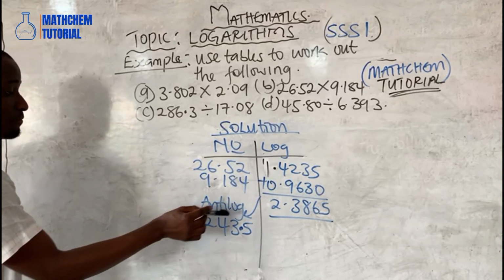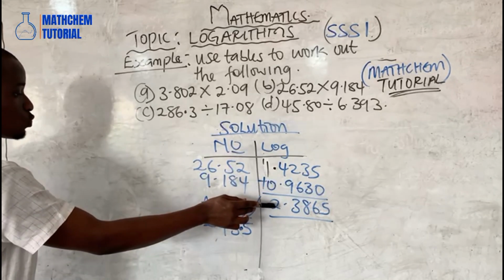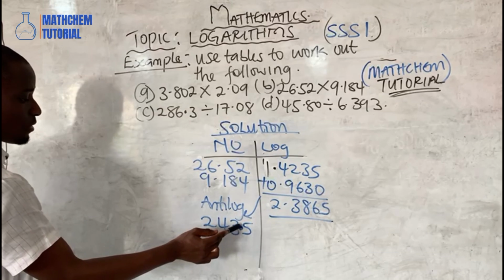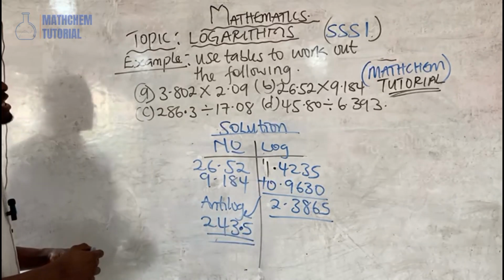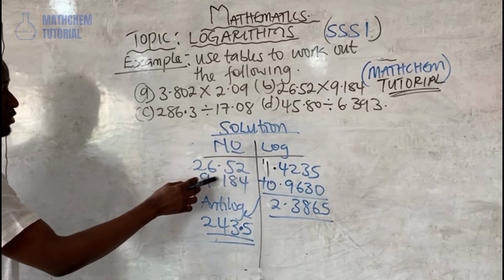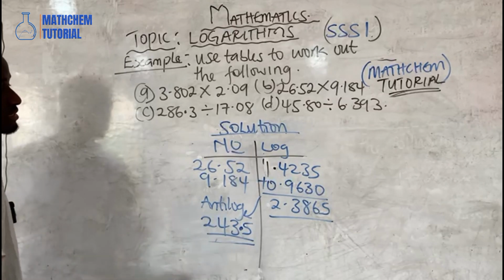I repeat, if my value here is 0, my decimal point will be here. If my value here is 1, my decimal point will be here. If my value here is 2, my decimal point will be here. So that's how it is. So this is my final answer, meaning that if you multiply 26.52 times 9.184 using your calculator, you are going to get this particular answer.